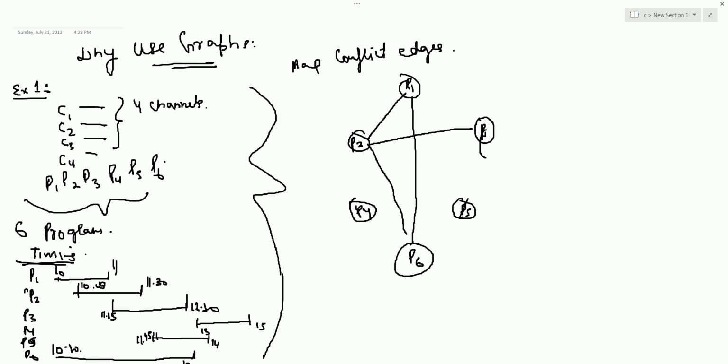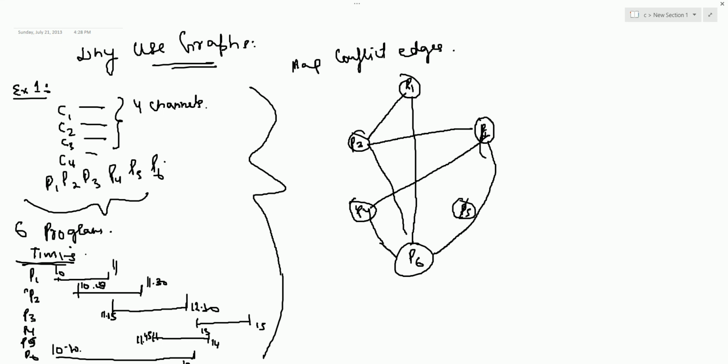Okay, now P3 has a conflict with P2, as done. It also has a conflict with P4. This guy has a conflict with P4, and P4 has a conflict with P6. P3 also has a conflict with P6, right? P4 has a conflict with P6.